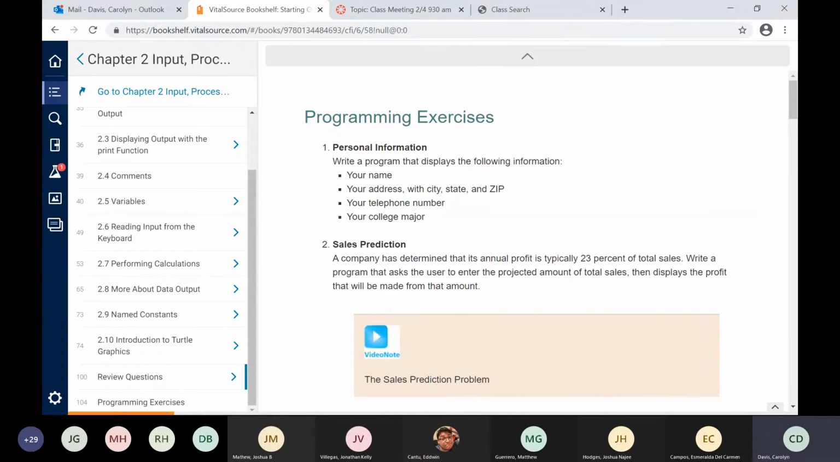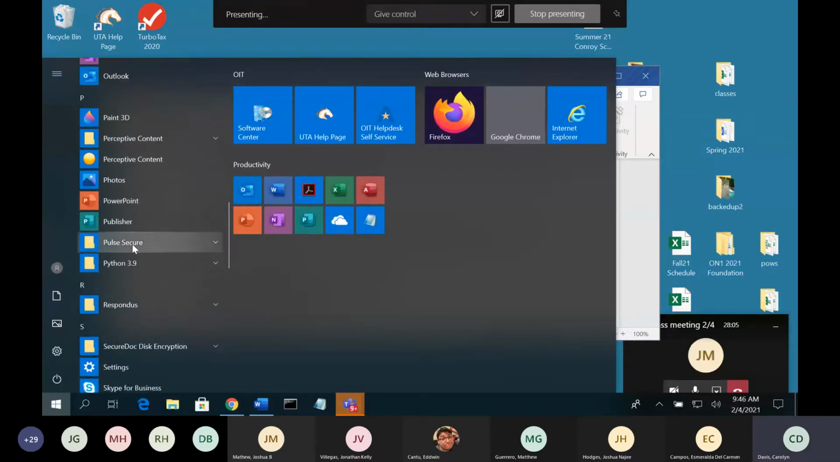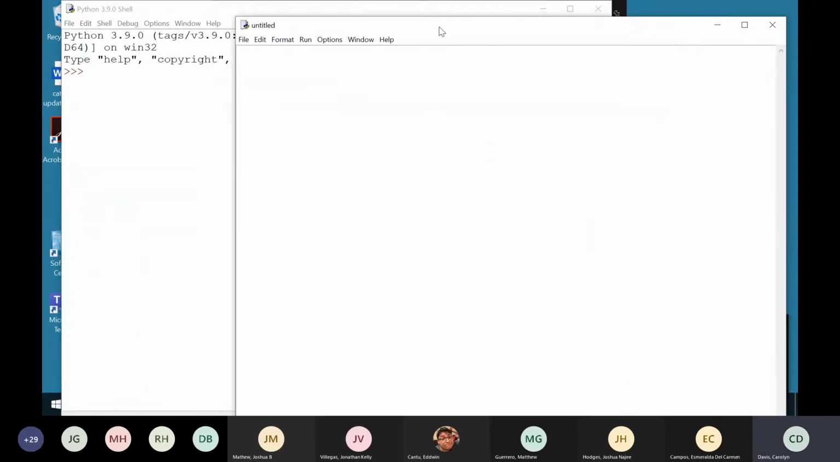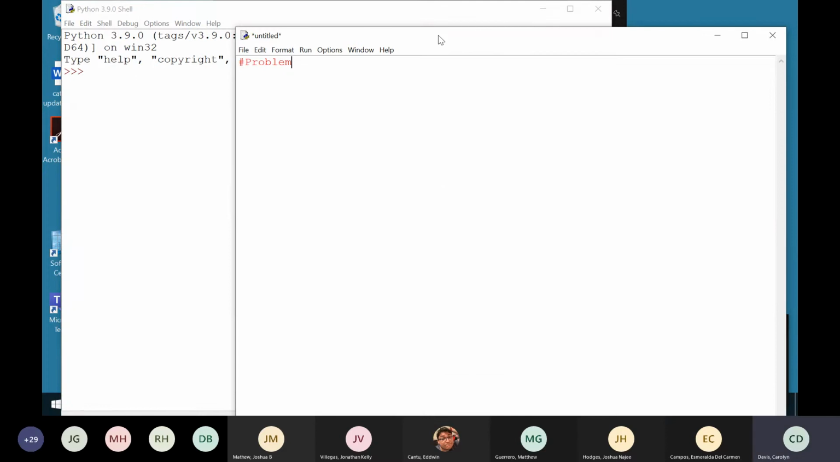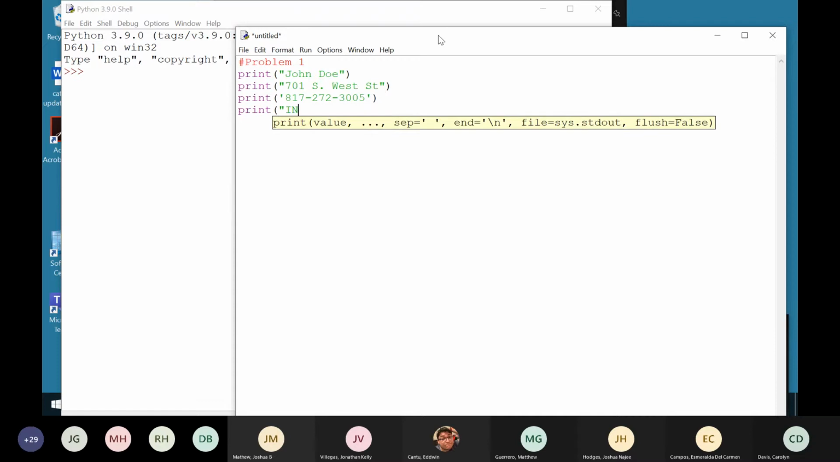Write a program that displays the following information. So let me get it to display name, address, number. That was easy.